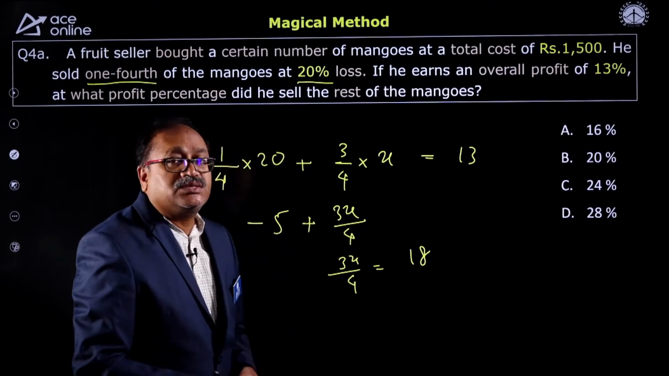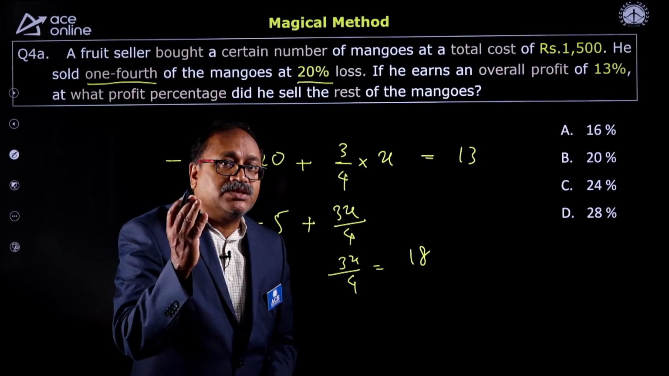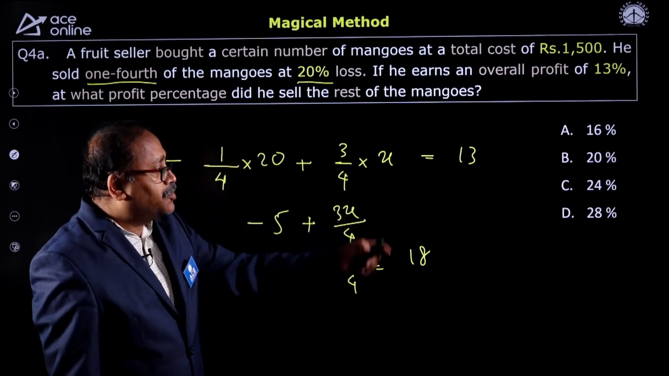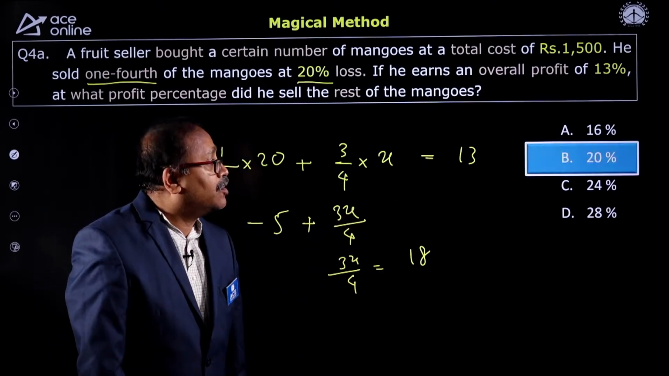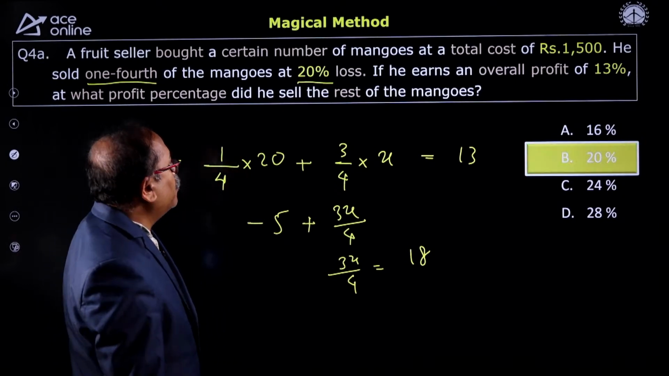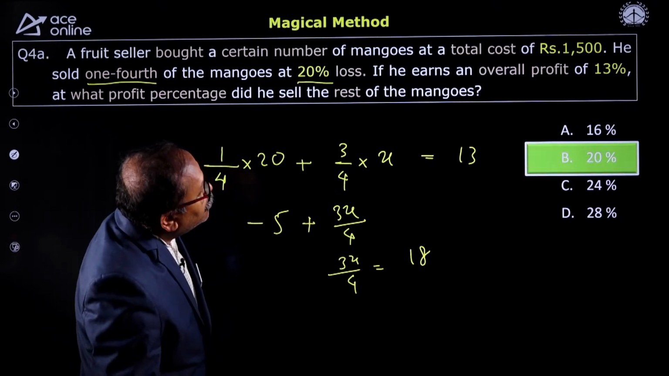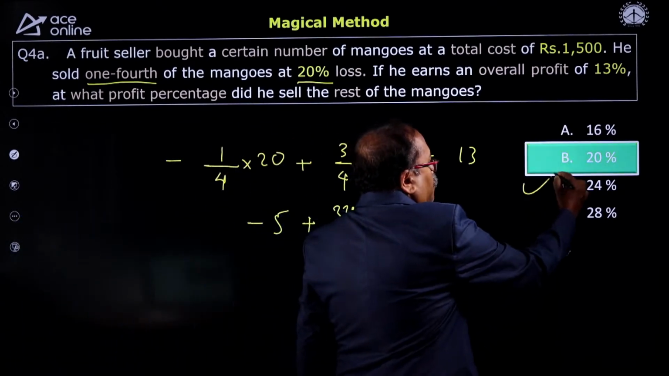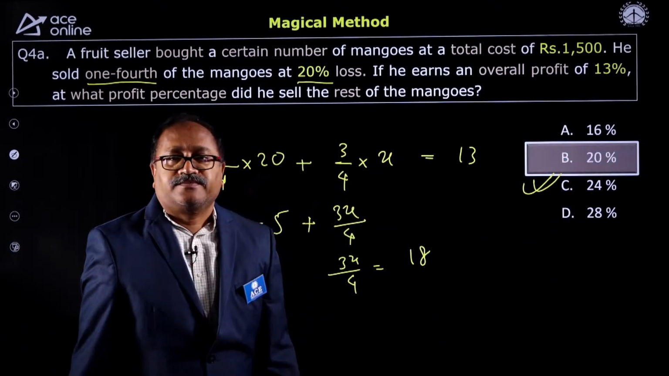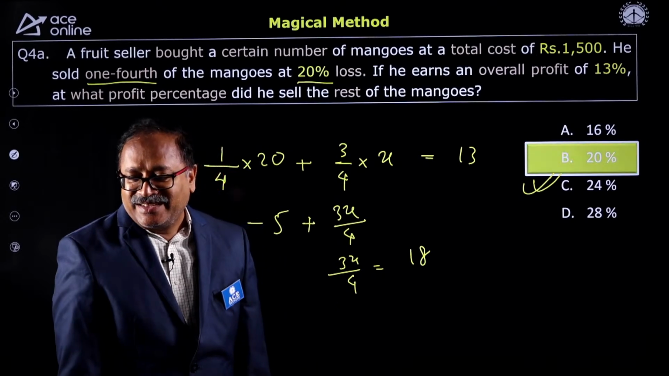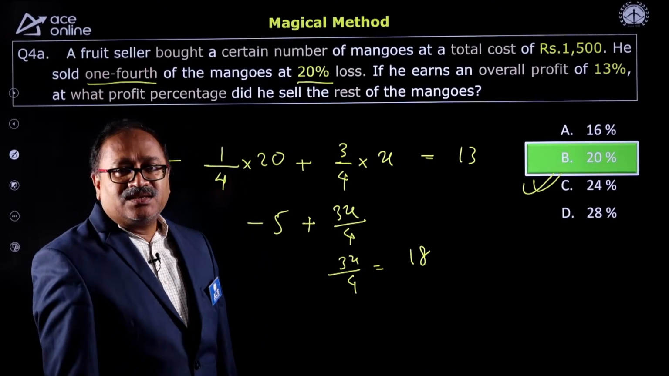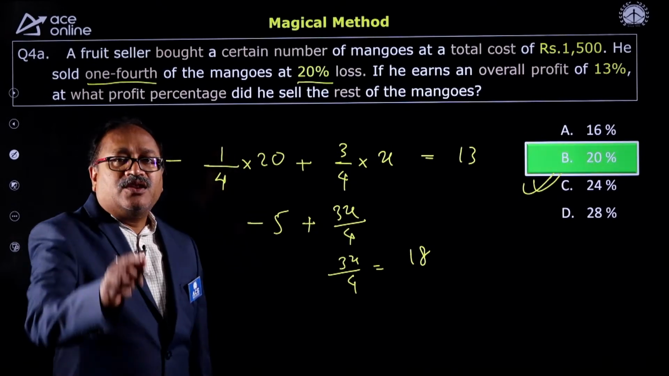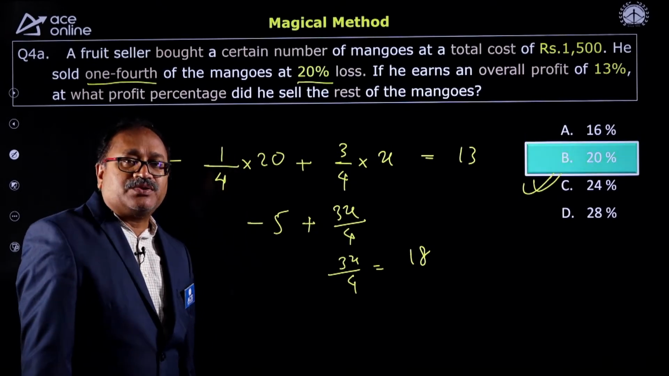So what should be my answer? 24%. Do we have the option 24%? Yes. I think it should be 24%, option C. Yes? Understanding this? Okay. Now it is your turn to answer the question.